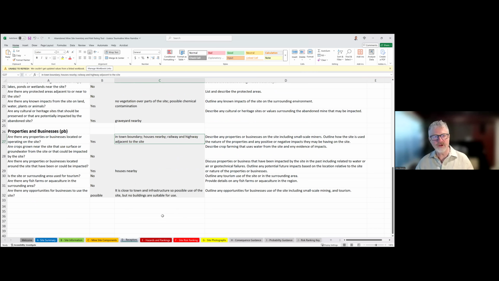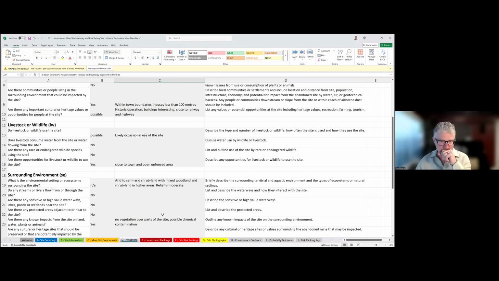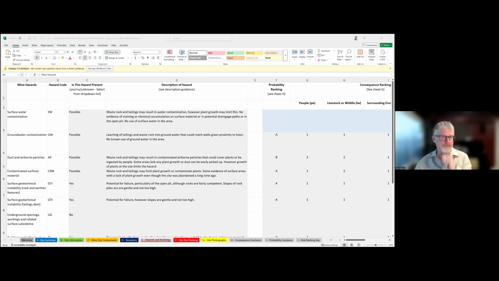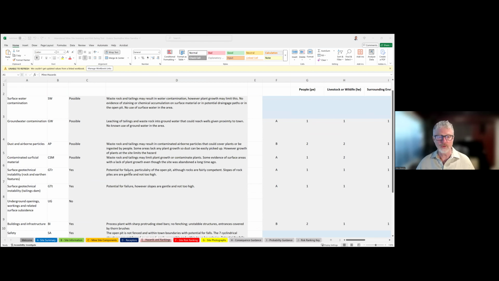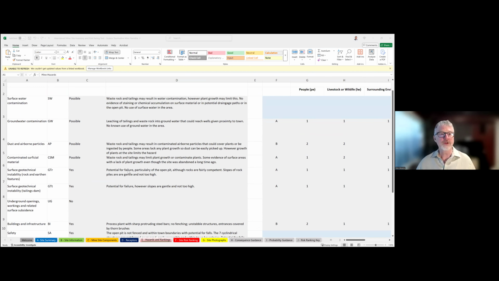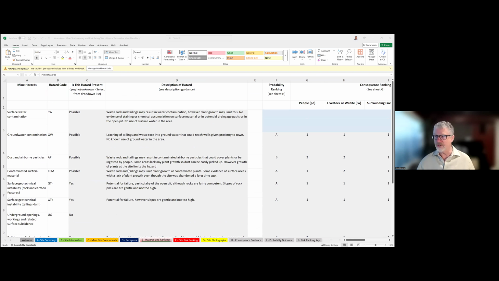All right, so now we've understood these receptors by going through here and answering all these questions. Now we go to, and this is really the crux of the tool, the hazards and rankings. Again, wherever it is grayed out, or there's some gray shading, that's where the user inputs information. The first thing we do is understand the hazards at that site, and we have these different categories. So surface water contamination, these are the same sort of grouping of hazards that I talked about in the presentation.